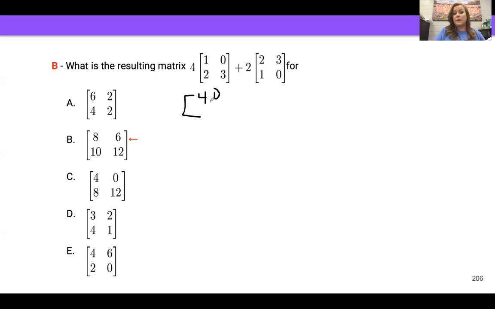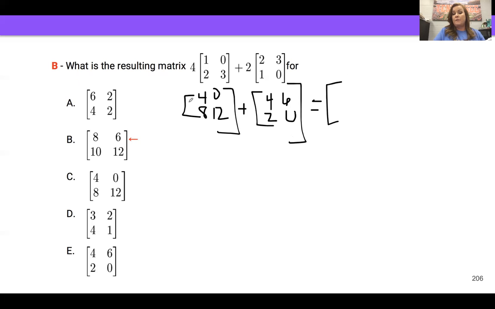So we're going to get what? 4, 0, 8, 12 plus 4, 2, 6, 0. And then you just add them. 4 plus 4 is 8. 8 plus 2 is 10. I could almost stop there because if you look over at the answers, you got them, but I'm just going to keep going. And 12 plus 0 is 12. Yep. And so our answer is B.